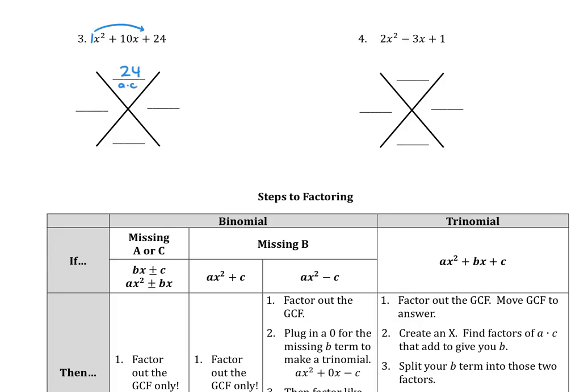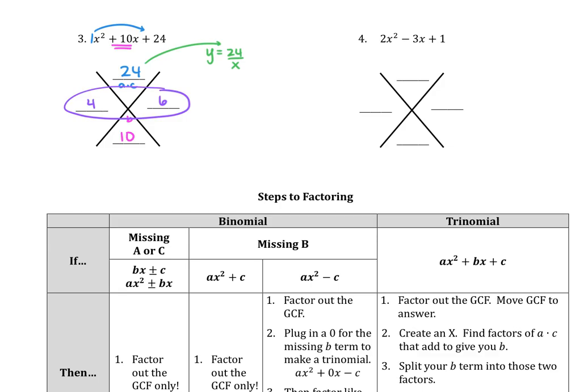And I want them to add to give me this b value of 10. I'm going to go to my calculator and type in y equals 24 divided by x, and I'm going to look for two numbers side by side that would add to give me 10. That would be 4 and 6. Remember, those two numbers should multiply to give me 24 and add to give me 10. They do. So those are the two factors I'm looking for.